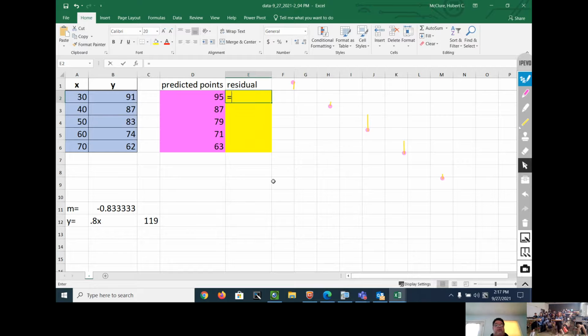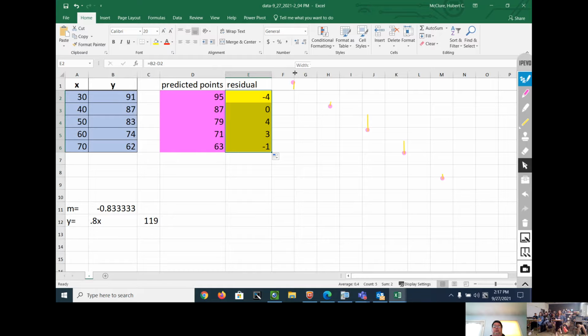And that is, and write this down, the residual is the observed value, which is 91, minus the predicted value. So each one of these yellow lines, that's -4. That's 0 units. That's 4 units. That's 3 units. And that's -1 unit.